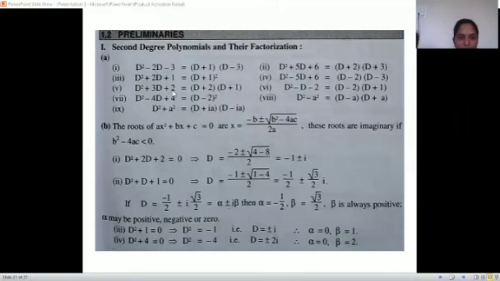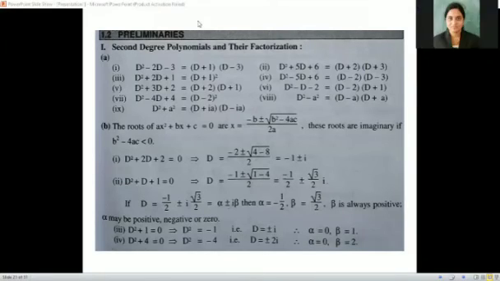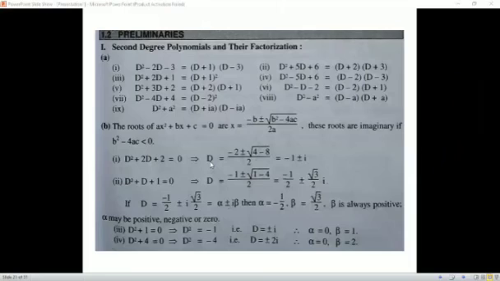Next is 2 and 1. We can easily see 2 and 1. Next it is D square minus D minus 2. That is minus 2 and plus 1. Next is minus 2 minus 2. Next is, this is standard formula also. D square minus A square is (D minus A)(D plus A). Next is D square plus A square is (D plus Ai) and (D minus Ai). And this is the formula as we already have discussed.